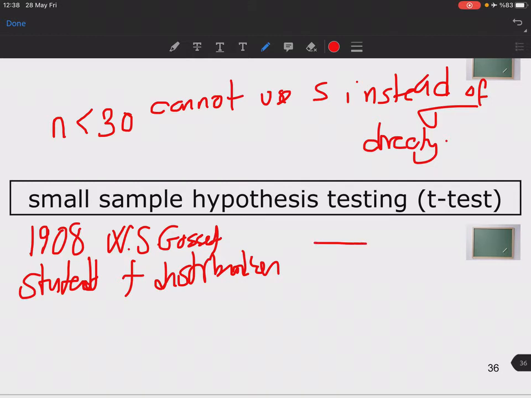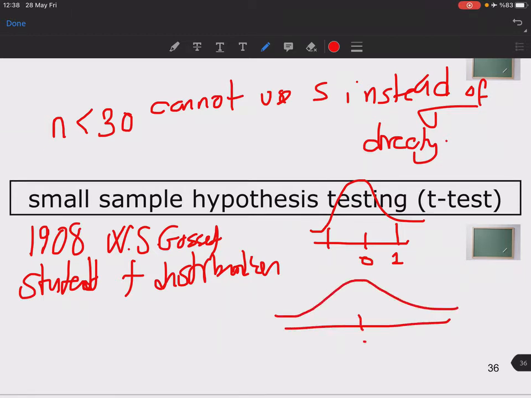Your Z-test is supposed to look something like this, standard, around 0, and you had 1 as the standard deviation, right? But this one is a bit wider. It again has 0 as the reference point, the middle value, but it's a bit wider. It's showing more variance here.